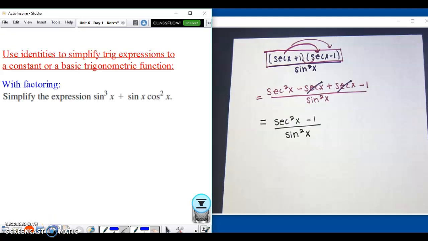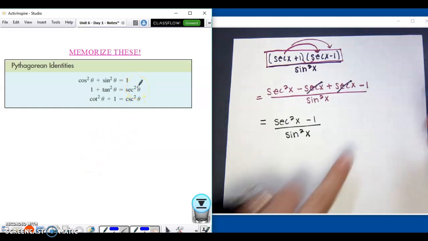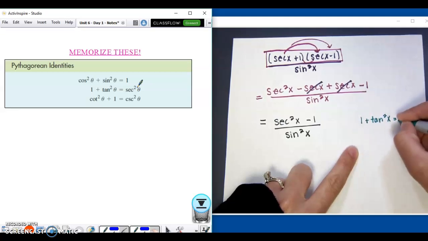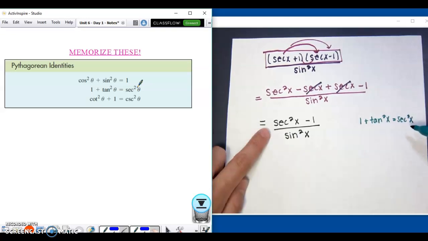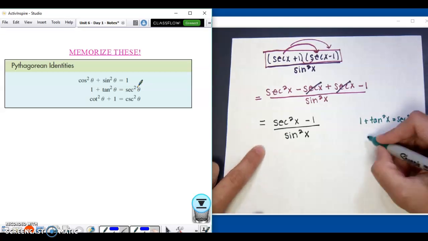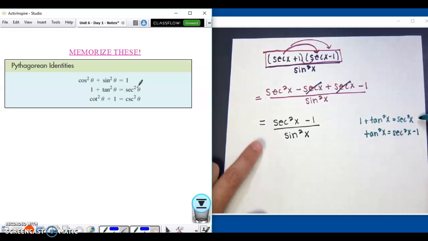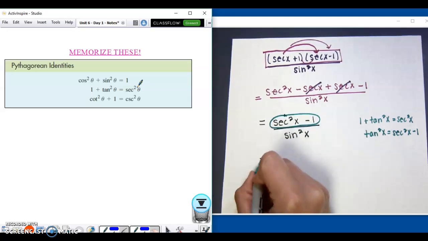So I want you to take a look back at your Pythagorean identities. If you find one that has secant squared in it, just over to the side, we know that 1 plus tangent squared x is equal to secant squared x. I want to rewrite this so it's in this form I have here. If I move that 1 over, this tells me tangent squared x is equal to secant squared x minus 1. So guys, a lot of times you'll use the Pythagorean identity, but you're going to have to rewrite it. So we know now secant squared x minus 1 is tangent squared x.